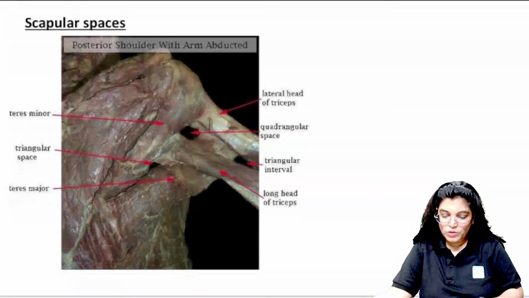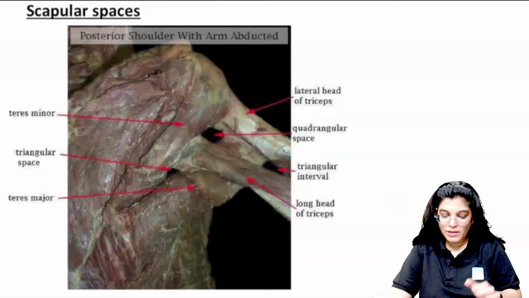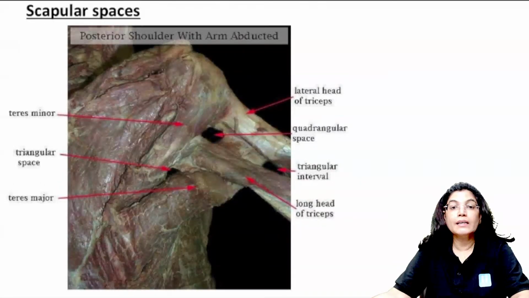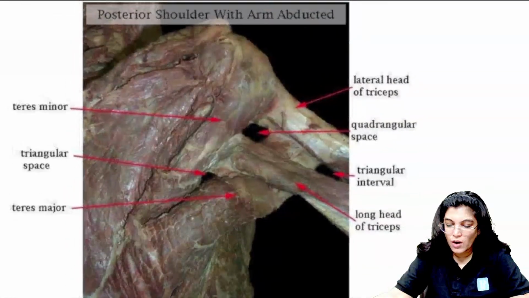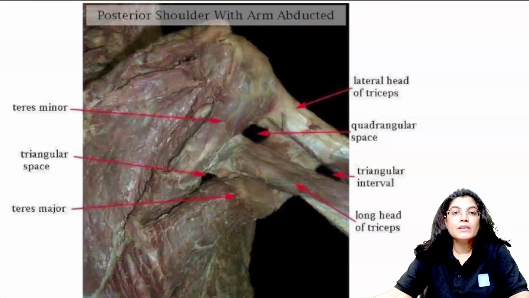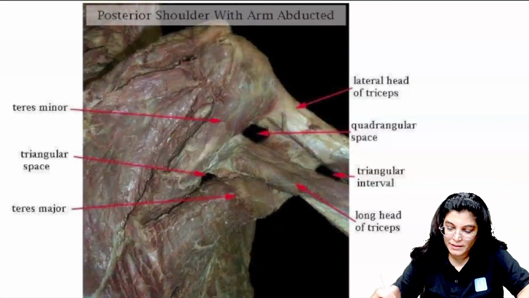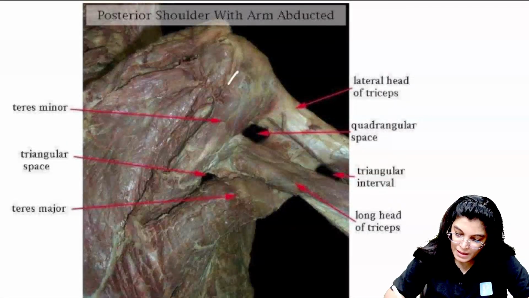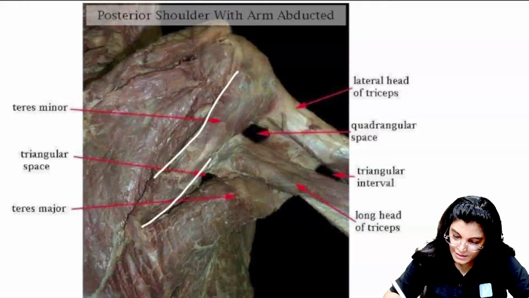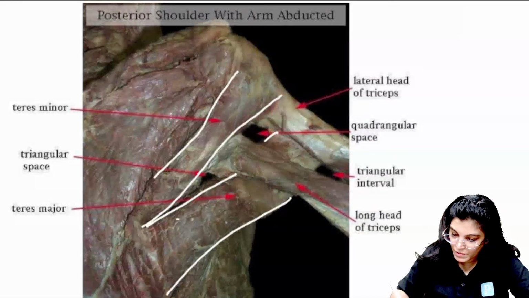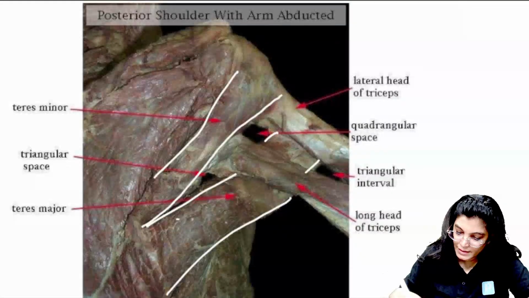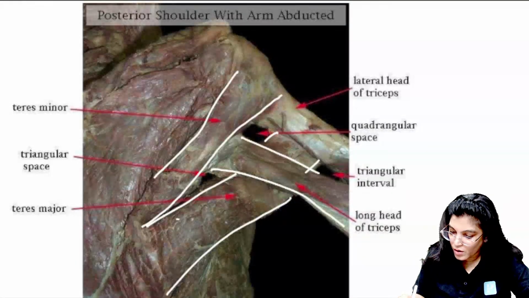Now, I just want to show you a cadaveric image. This is the dissection being done, and you can appreciate the scapular spaces. The spaces can always be visualized when the arm is abducted. Here you can see, I would like to highlight, this is the teres minor muscle. This muscle is the teres major muscle. And this muscle which you are seeing is the long head of triceps.